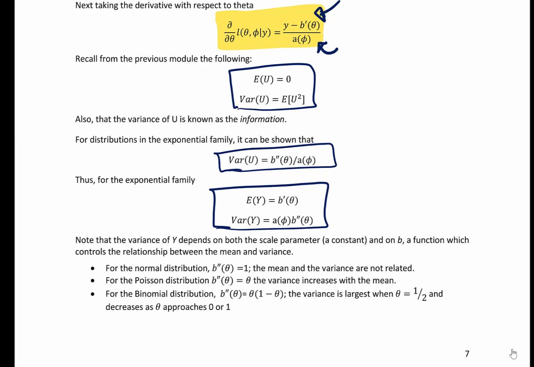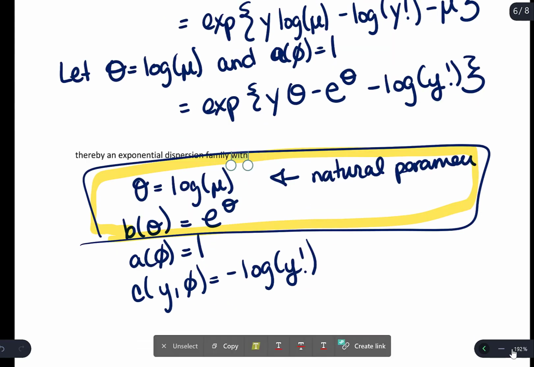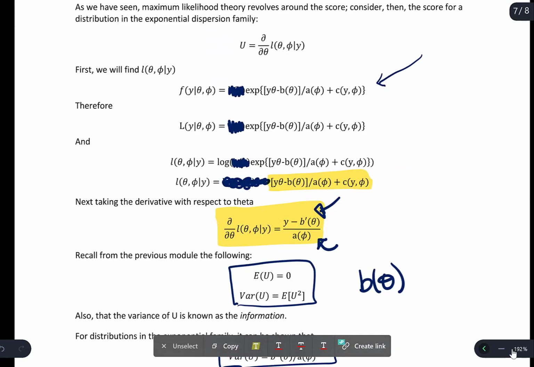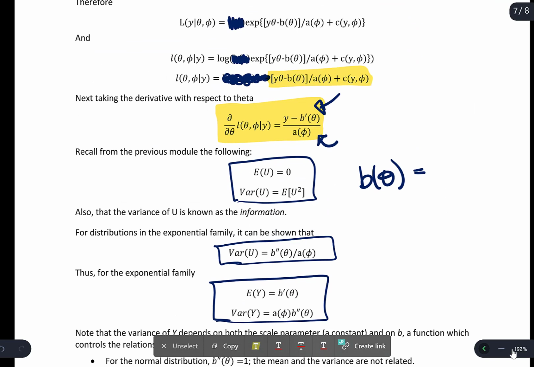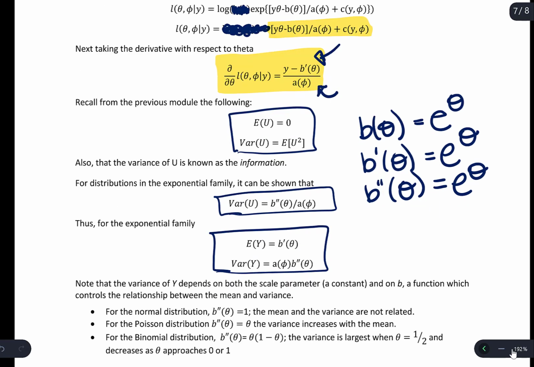On the previous page, we had b of theta equal to e to the theta. So the first thing I'm going to do is take the derivative of b with respect to theta. Well, that's just going to be equal to e to the theta, and then the second derivative again is just equal to e to the theta.